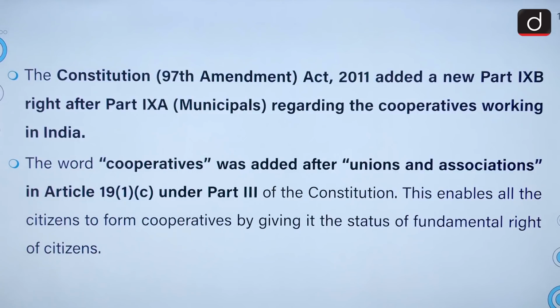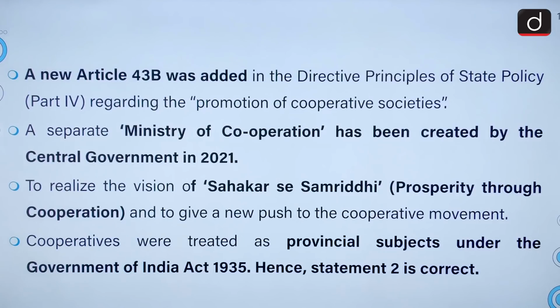The word cooperatives was added after which two words in Article 19, Clause 1, Subclause C? Remember, it's unions and associations. That is under Part 3 of the Constitution. Now, this enables all the citizens to form cooperatives by giving the status of fundamental right of the citizen. A new Article 43B was added in the Directive Principles of State Policy, Part 4, regarding the promotion of cooperative societies, and a separate Ministry of Cooperation has been created by the central government in 2021 in order to realize the vision of Sahakar se Samriddhi, that is prosperity through cooperation, and also to give new push to the cooperative movement.